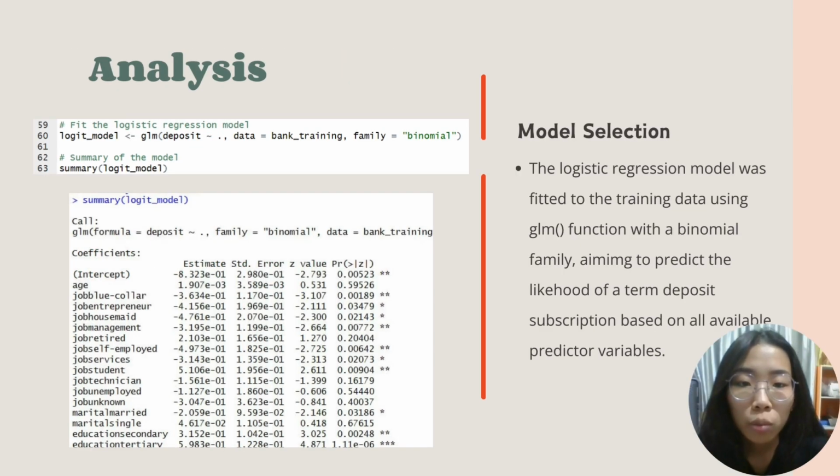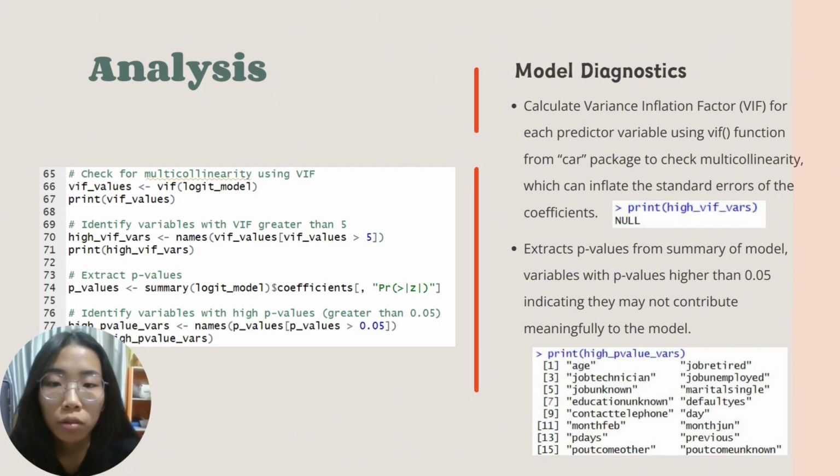A logistic regression model was fitted to the training data to predict the likelihood of a term deposit subscription based on all available predictor variables. Next, we check for multicollinearity using the variance inflation factor for each predictor variable. Multicollinearity can inflate the standard errors of the coefficients. The output shows that there are no variables with high VIF values, that is, greater than 5.